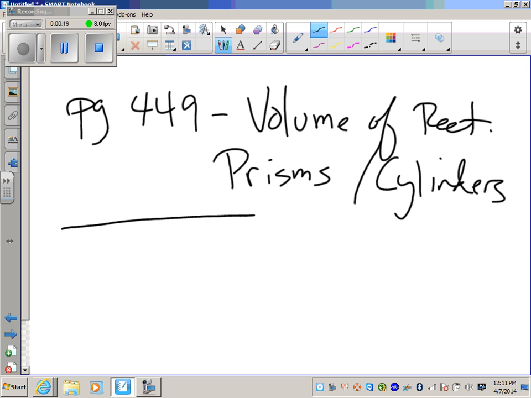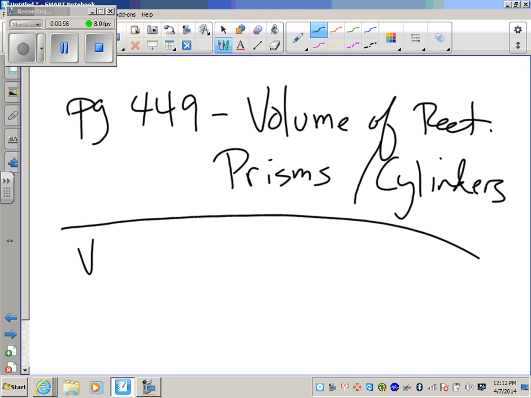All right, volume of rectangular prisms and cylinders. We did surface area last week. And surface area, remember, kept track of the area of all of the rectangles on the outside of a three-dimensional figure. So for volume, we're going to find out not what's on the outside, but what's on the inside. Okay? And a rectangular prism is pretty easy.